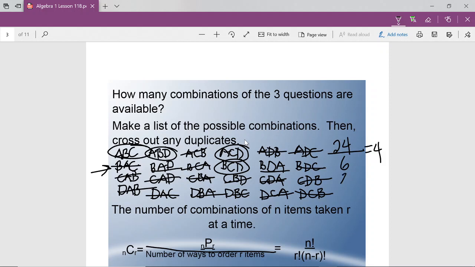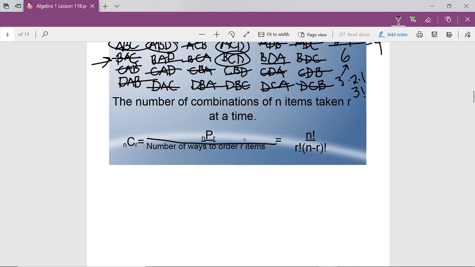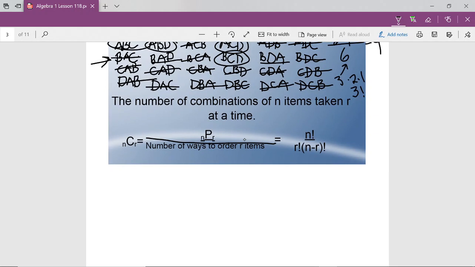Well, when we look at this 6 right here, what this actually is, is 3 times 2 times 1. It's 3 factorial, which is actually the number of items that I'm taking. So all we're going to do to change this permutation formula is say if my permutation formula is n factorial over n minus r factorial, I am going to divide that by the number of ways to order r items. And there are 6 in this case.